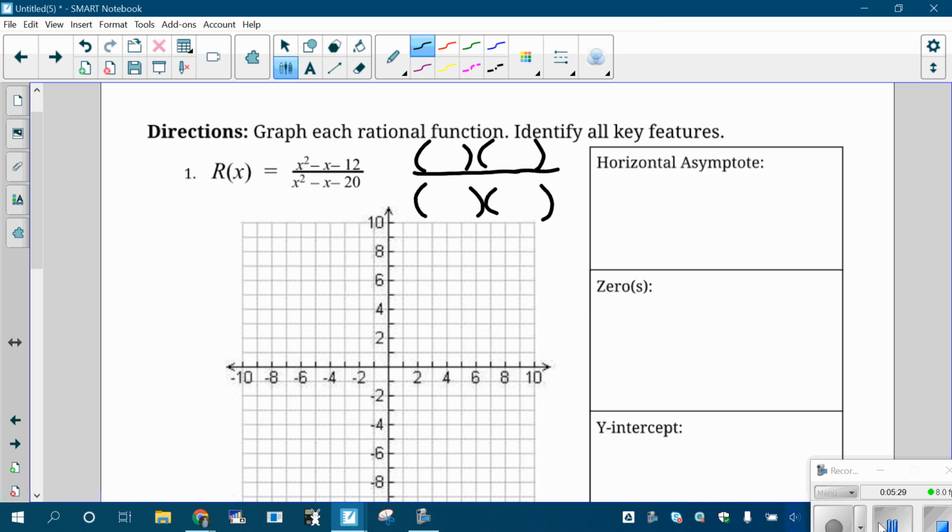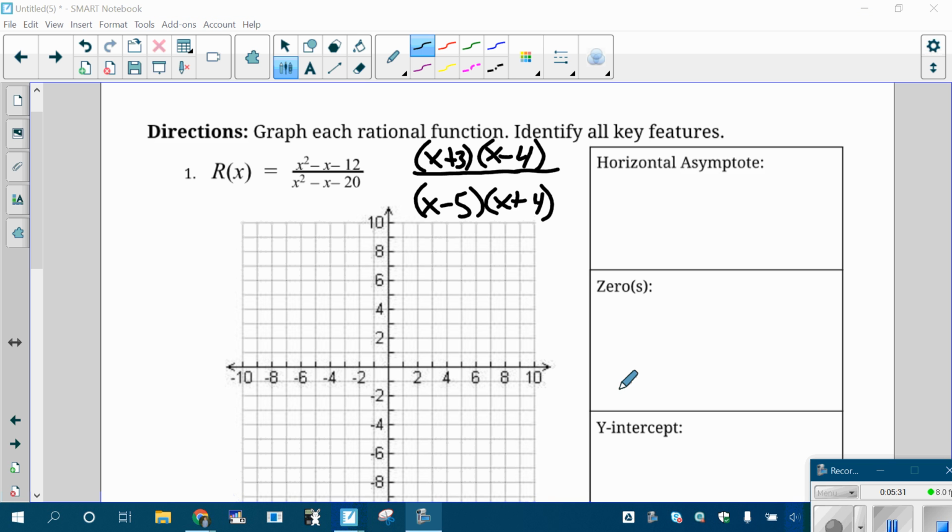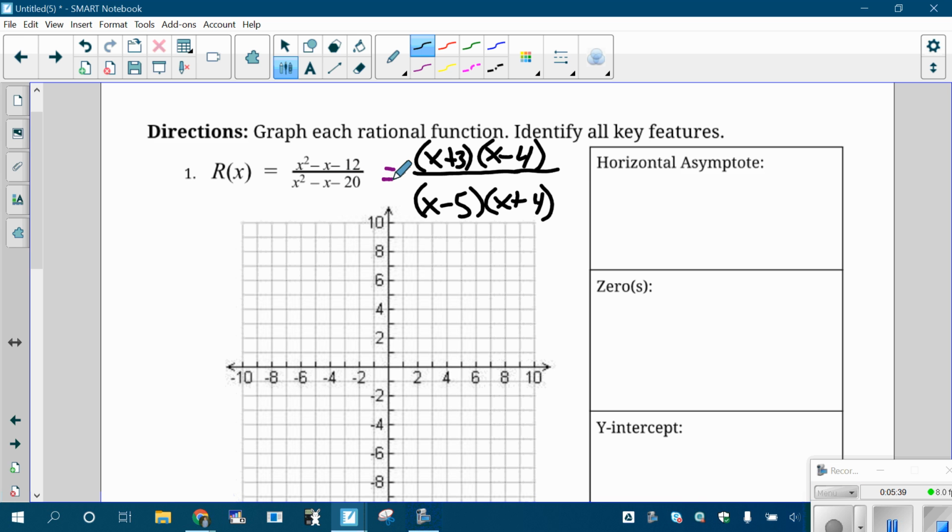Actually pause and give it a try. Cool. Okay, so that's what it should have factored to. Right, so being able to have the original version and the factored version is going to be helpful because sometimes we're going to look at the original and sometimes we're going to look at the factored, depending on which thing we're looking for. Okay? The easiest thing to find is the y-intercept.